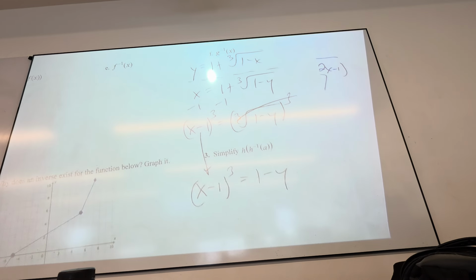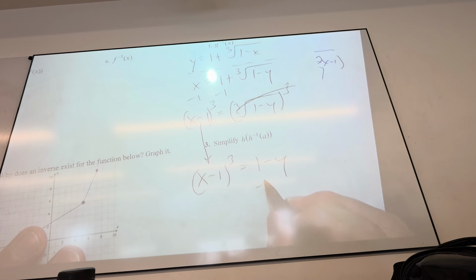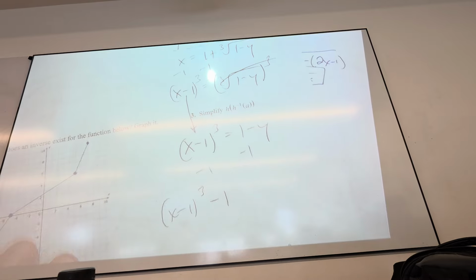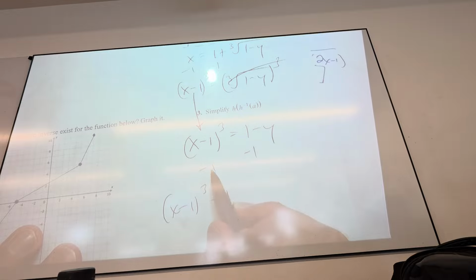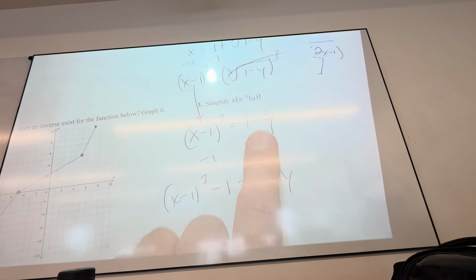Now you gotta be real careful here. If I take away 1, I get x minus 1 cubed minus 1. So first off, don't make that a negative 2. You can't have that break in there somehow. Secondly, what's left on this side? Negative y, good. I always get somebody to forget that negative.